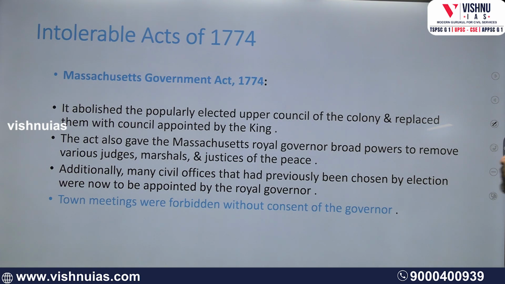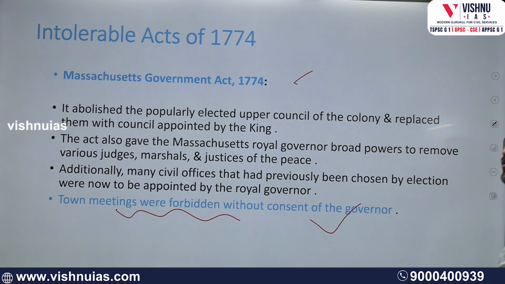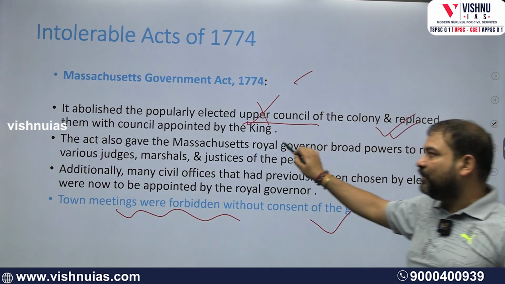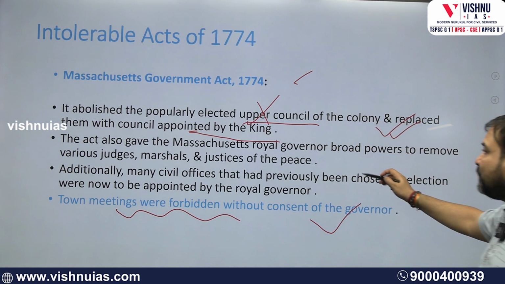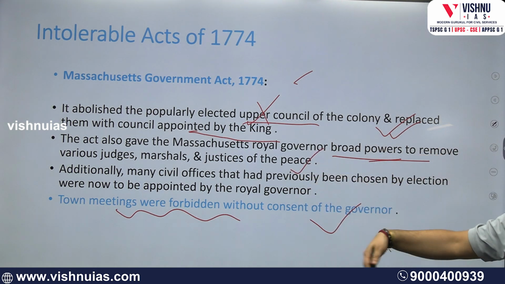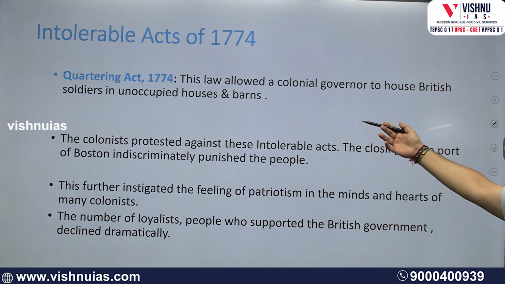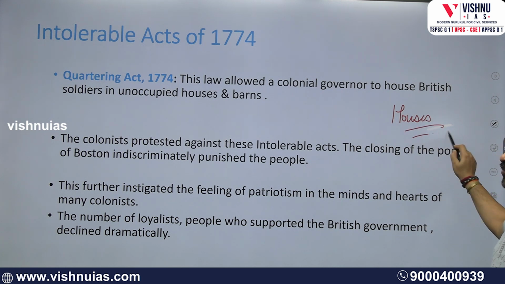Third, Massachusetts. Now there could not be any town meetings without the consent of the governor. Earlier popularly elected councils were now stopped. Now there would be nominations. You can see the council will be appointed by the king. The Massachusetts royal governor will have the power to remove anyone, marshal, justice, anyone. All that is in their hands. Quartering, we have already studied. In anybody's houses, the British forces could stay.